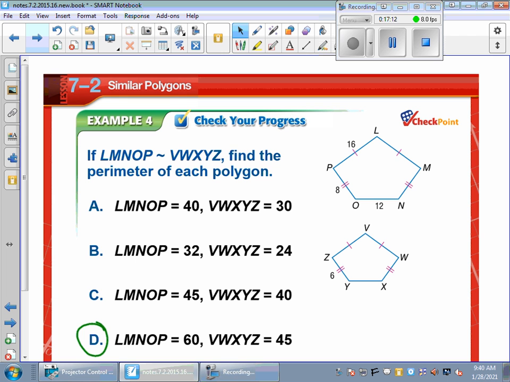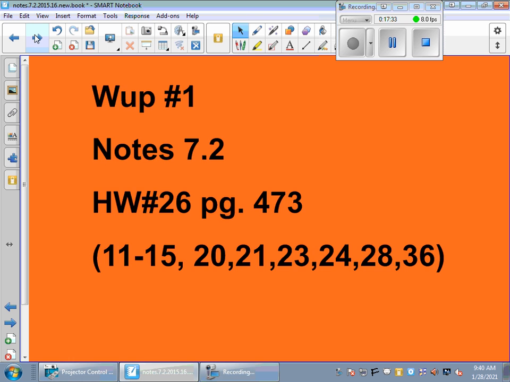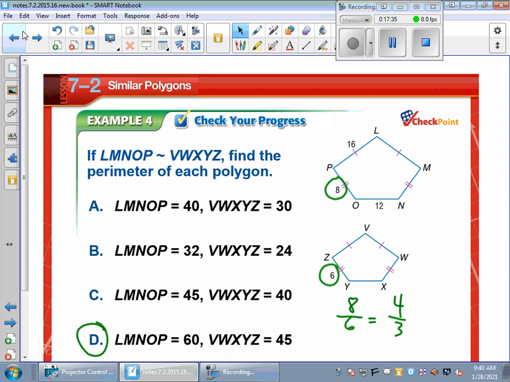So again, match it up, find your scale factor first. Here I can use a scale factor right here. Again, whatever you start with, it starts with the L, so 8 to 6. I would reduce that, take out a 2, so I have a scale factor of 4 to 3. And then go and find your sides and find one of your perimeters, and then you can do the proportion from there. Great job.